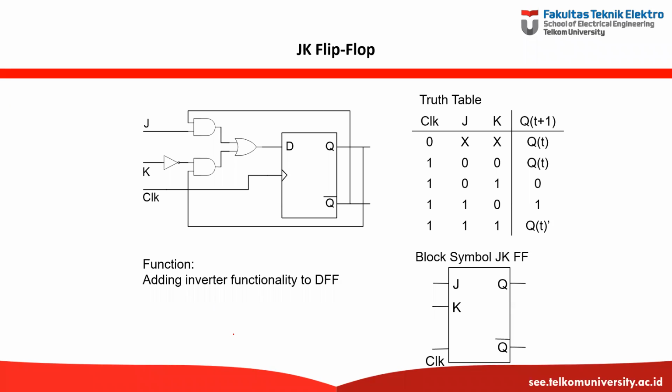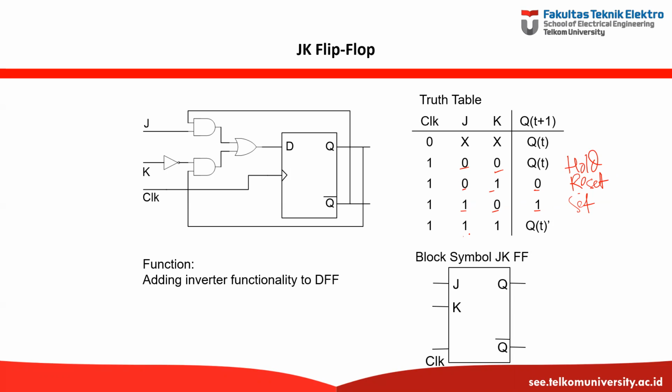And for the JK flip-flop, we have several modes. When J is 0 and K is 0, the output will remain the same. This is what we call the hold mode. When J is 0 and K is 1, the output will become 0. This is the reset mode. And when J is 1 and K is 0, the output will become 1. This is what we call set mode. The output will become set to 1.